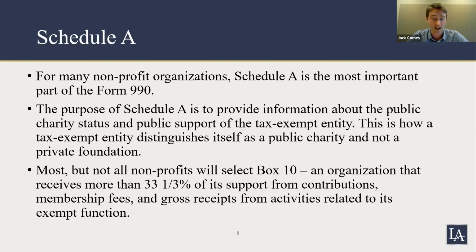The purpose of it is to provide information about the public charity status and the public support of the tax-exempt entity. This is how it will distinguish itself as a public charity and not a private foundation. So I'm going to go through an example here. Most, but not all, nonprofits are going to select box 10 on page 1 of the Schedule A. This is an organization that receives more than 33 1/3% of its support from contributions, membership fees, and gross receipts from activities related to its exempt function.